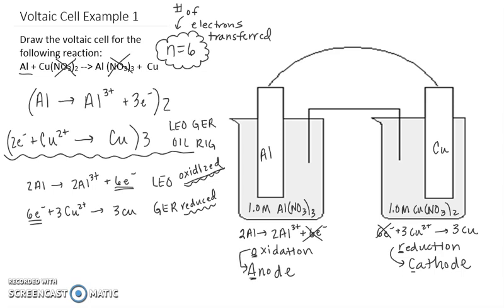So that's the start of what our cell looks like, and I'm just going to go ahead and make it look a little nicer by putting my liquids in there. There we go. And a couple things you need to know. This is our salt bridge. Now I just have it drawn as a line here.